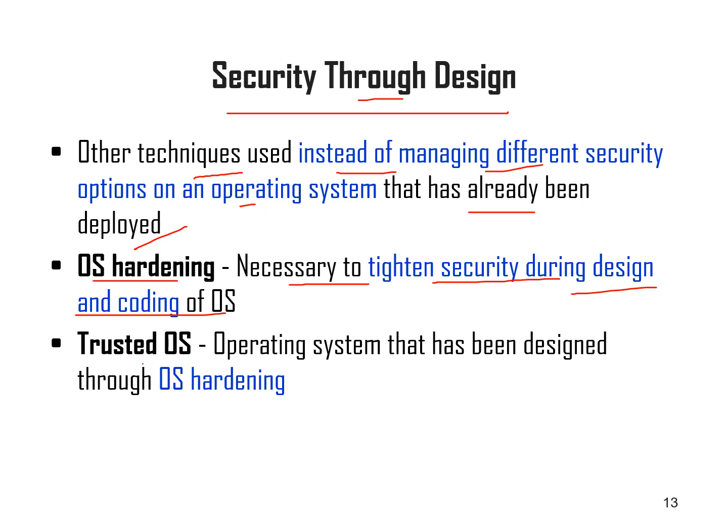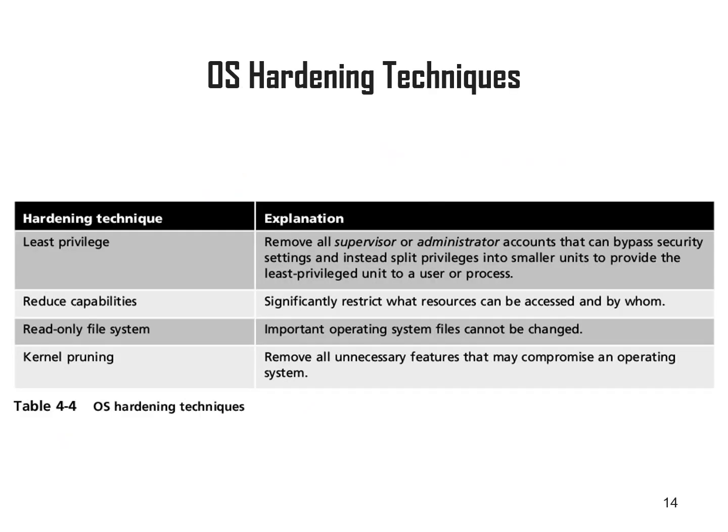What is meant by a trusted OS here? An operating system that has been designed through OS hardening is called a trusted OS. What is meant by OS hardening? It is tightening the security during the design and coding of the OS itself. If I am using an operating system that already has tightened security from design and coding, then that is called a trusted OS. Different techniques are there for OS hardening.